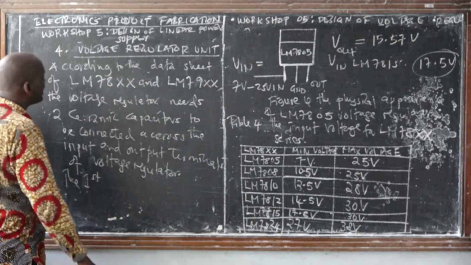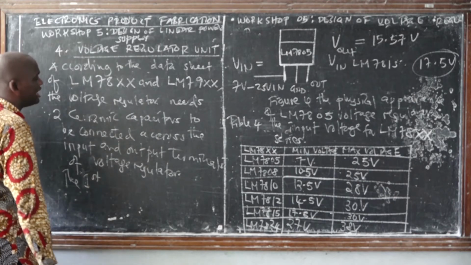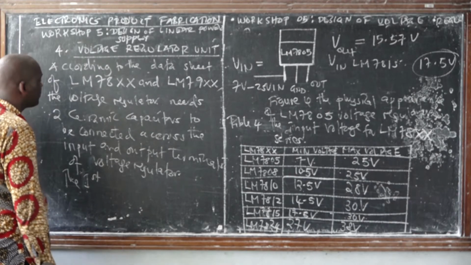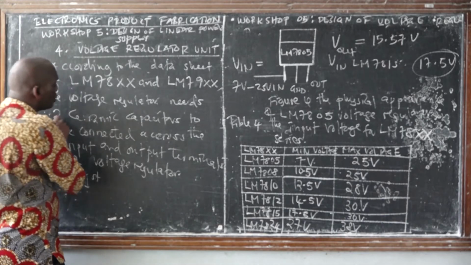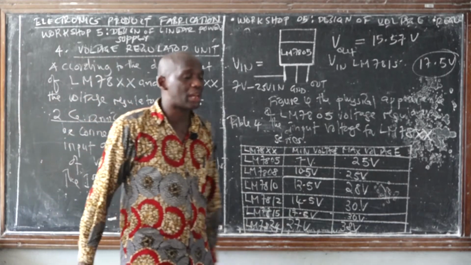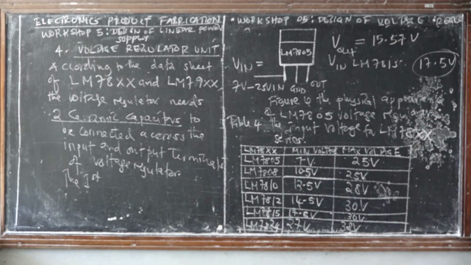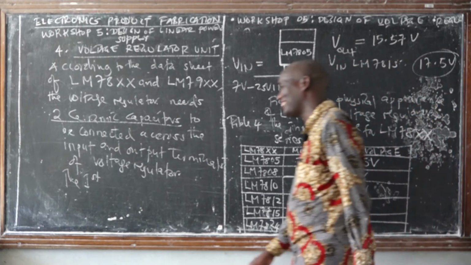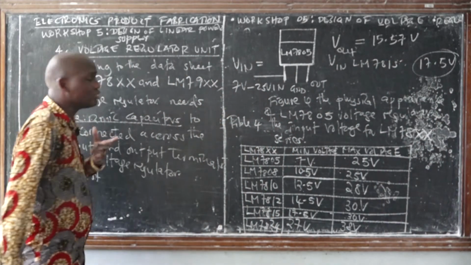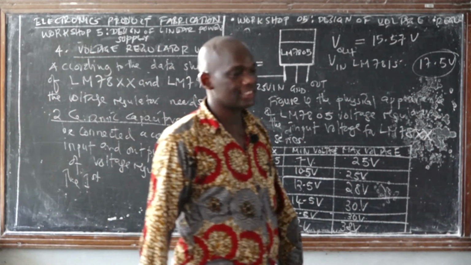So according to the data sheets of LM78XXC and LM79XXC, the voltage regulator needs two ceramic capacitors. Say two ceramic capacitors. So these two ceramic capacitors.